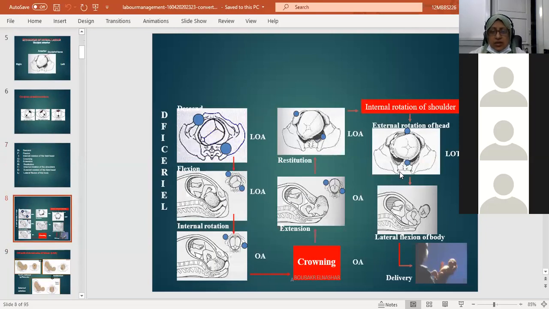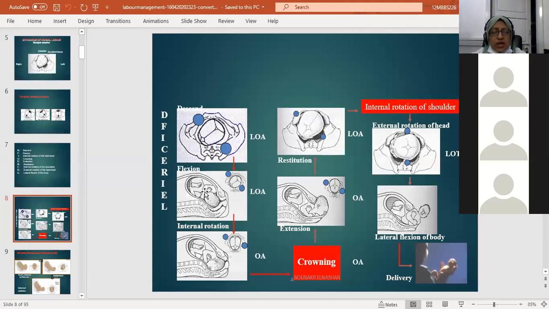Now this is a very important diagrammatic mechanism of labor. The first is engagement, and then the descent of the head. Then this is the flexion. Look at this and look at this. The flexion: the whole baby is in a flexed attitude.